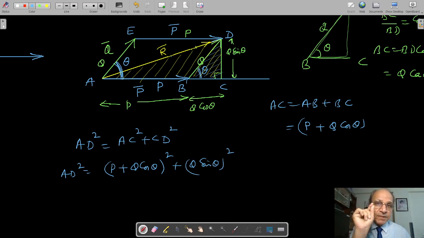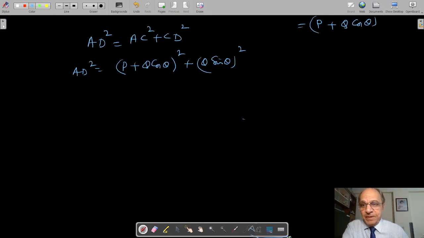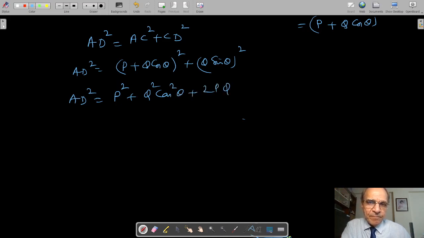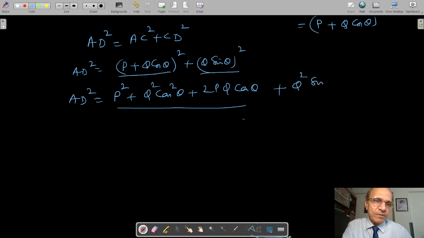Okay. Remember, P is known to us, Q is known to us, and theta is known to us. P, Q, and theta are all known to us. That means AD is known to us. The magnitude of the resultant is already known. Just simplify it. So apply (P plus Q cos theta) whole square. (A plus B) square equals A square plus B square plus 2AB. So this square is already done, plus the square of Q sin theta, which is Q square sin square theta.